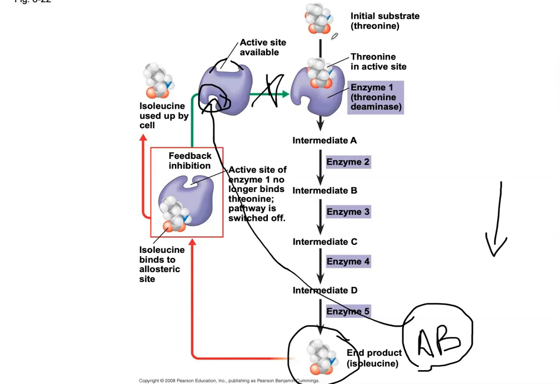Just to recap this, if you have 5 steps to produce the product AB, when the concentration of AB in the system increases, the product AB itself will go and attach to the allosteric site of the enzyme and then change the shape of the active site. And once it changes the shape of the active site, the substrate cannot attach to it, and that chain is broken. And that's a negative feedback loop.